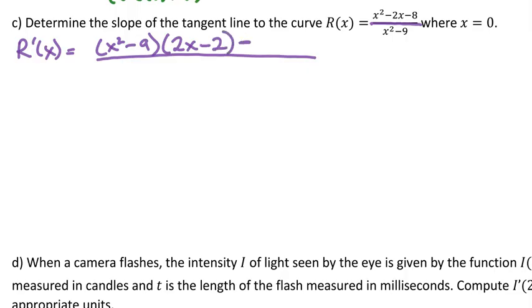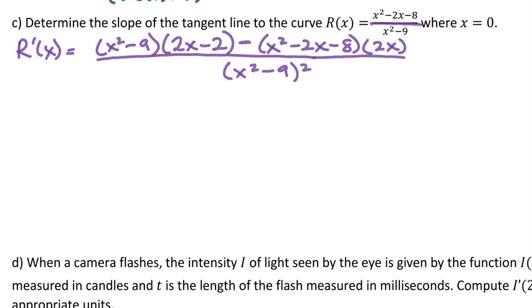And then there's a minus next, and we need the top, x squared minus 2x minus 8, times the derivative of the bottom, which is just 2x. That's kind of a nice one. And then that should all go over the bottom squared. And that's a big old mess. Let's see if we can do anything to simplify.